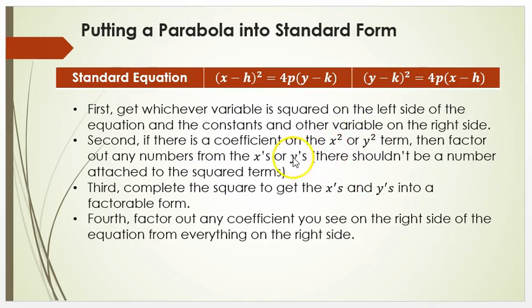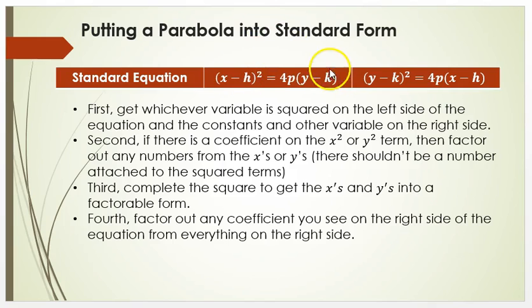Once that's taken care of, or if it was already in the appropriate form for you, you do the completing the square process, which I will demonstrate for you. And if you need a refresher on it, there is another video I've made in the review section that you can look back at for completing the square. You're going to do that to get the x's or the y's, whatever's on the left-hand side, into the factorable form that you need.